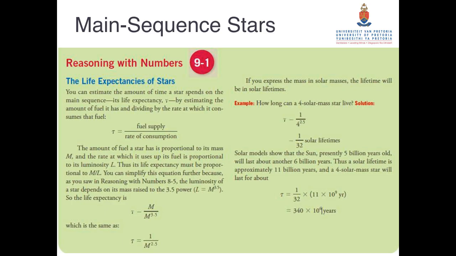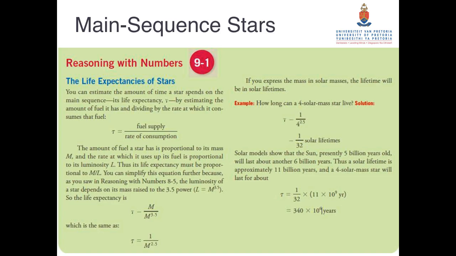You can estimate the amount of time a star spends on the main sequence, its life expectancy denoted by uppercase tau, by estimating the amount of fuel it has, dividing by the rate at which it consumes the fuel. So tau equals the fuel supply divided by the rate of consumption. The amount of fuel a star has is proportional to its mass M, and the rate at which it uses its fuel is proportional to its luminosity L. So the life expectancy must be proportional to M divided by L, mass divided by luminosity.